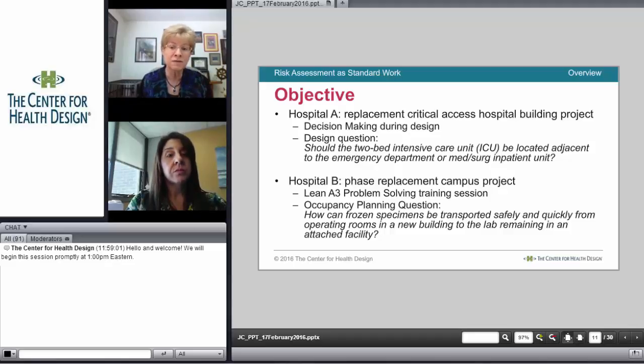So we did the FMEA and looked at the specific question, because you do need to drill down with FMEA to come up with a very specific question that you're trying to deal with. So we looked at, should the ICU be adjacent to the emergency department, or should it be adjacent to medical surge? And then the second hospital was a rural hospital with about 50 beds.